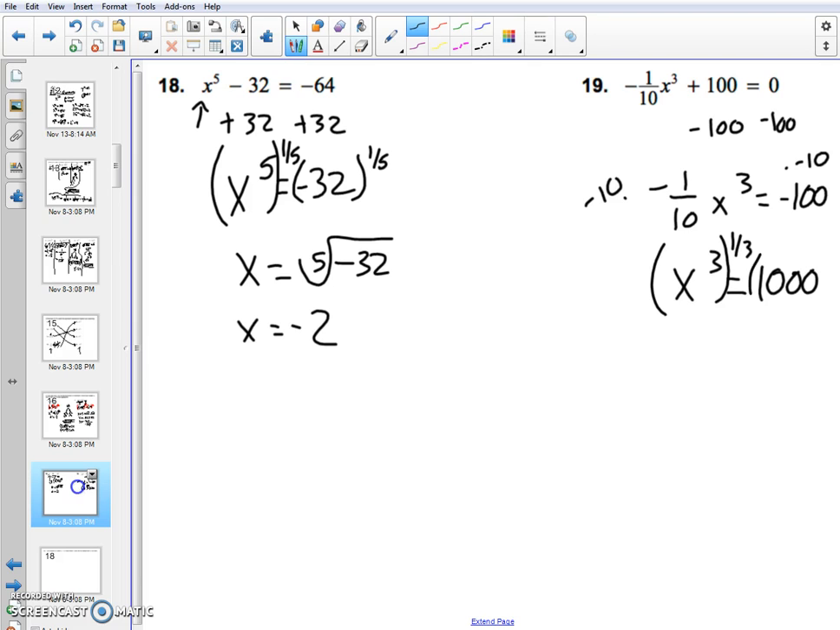Raise this to the 1/3 power. So that would just be x, and I'm looking at the 3rd root of 1,000. So what number would I multiply by itself to get 1,000? When I do that 3 times, it would be 10. Kind of a hint for the powers of 10 too, however many zeros there are, that is your power. So 10 to the 2nd has 2 zeros, 10 to the 3rd has 3 zeros, and so on.